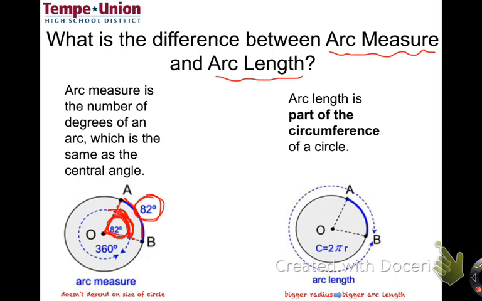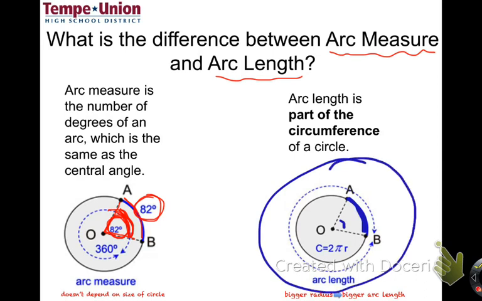The arc length, on the other hand, is actually measuring how long this is. It's not going to be the same as the central angle here. When you have a bigger circle, the arc length would be bigger. Imagine a bigger circle way out here with that same angle measure; of course your arc length would be bigger as well. So arc length and arc measure are different.